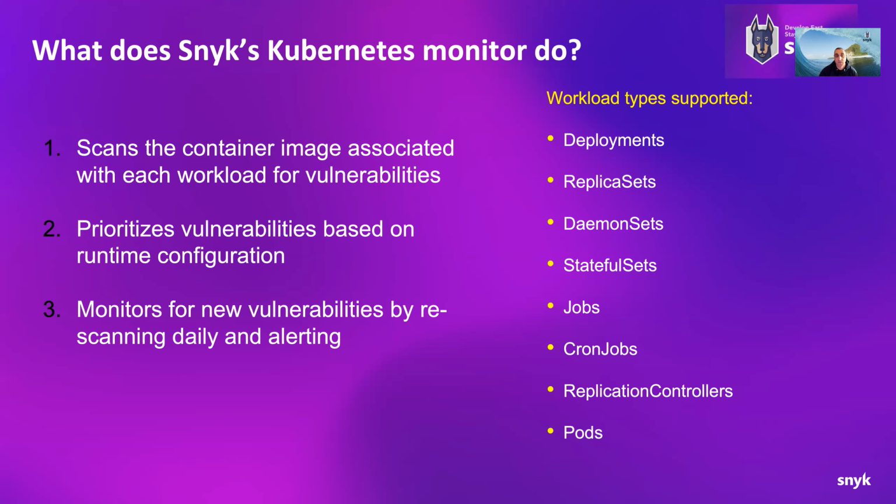We prioritize vulnerabilities based on runtime configuration as well, and I'll show you that in the demo itself. That's where we're starting to talk about how we've rolled out this deployment. What decisions have we made in our Kubernetes YAML file, our Helm charts, for example? And then we monitor for new vulnerabilities by rescanning daily and alerting. And that's just a constant thing that keeps happening over time.